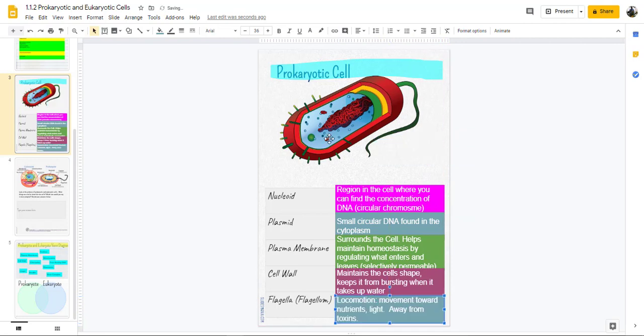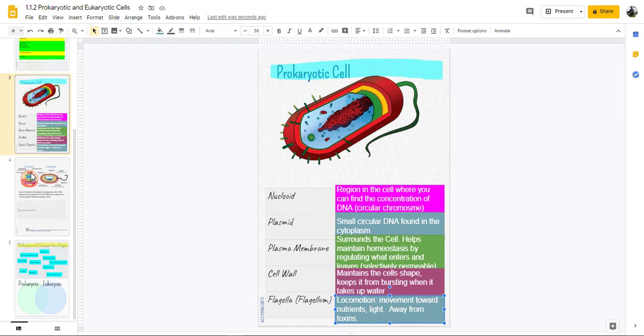Last here, this tail-like structure on the bacteria or the prokaryote is called a flagella. So that's probably pretty obvious. That's for movement or locomotion. And bacteria could use that to move toward nutrients. Some might need to move towards light. Some might use that to move away from toxins. So that's actually an adaptation, a characteristic that helps it survive in its environment for that bacteria to move.